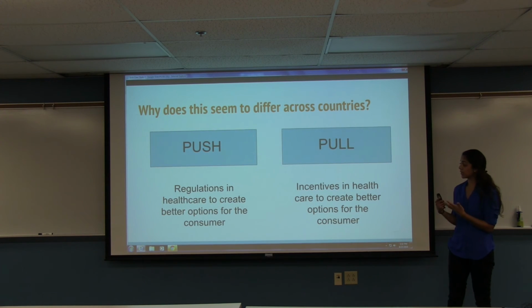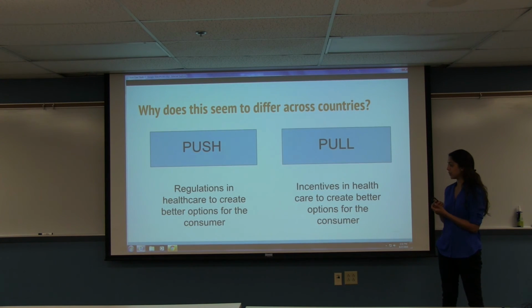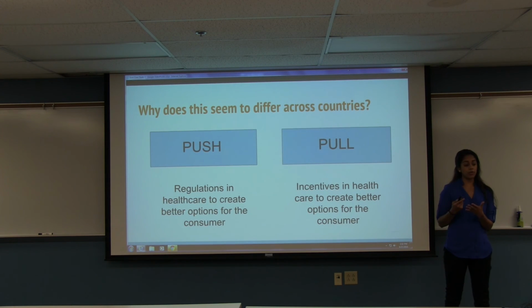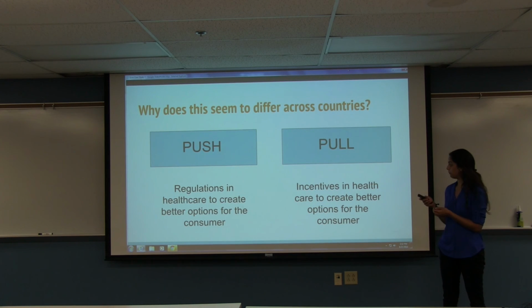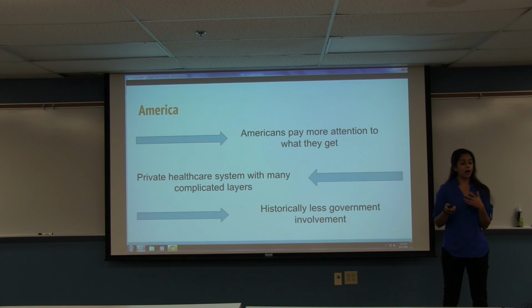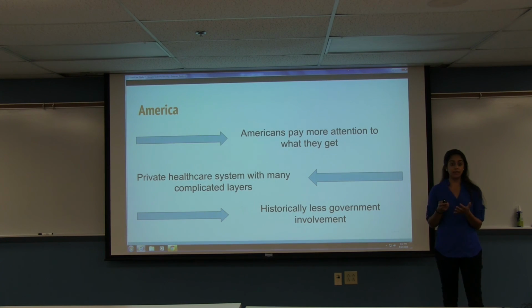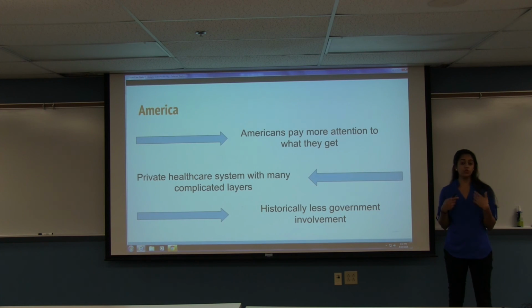Push is basically regulations in healthcare to create better options for the consumers. And then pull is investments or incentives in healthcare to provide better healthcare for the consumer. Currently, the United States seems to struggle with this balance between the two, and that's mainly due to the foundation of the healthcare system. So, for example, the American healthcare system is complicated with many different levels and layers. On top of this, Americans seem to pay more attention to what they are receiving and the cost they are paying without really truly understanding the healthcare system itself.